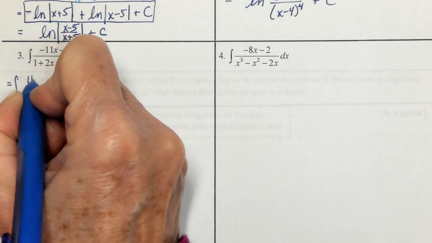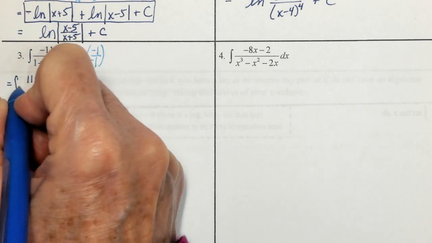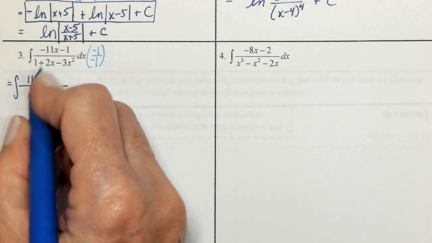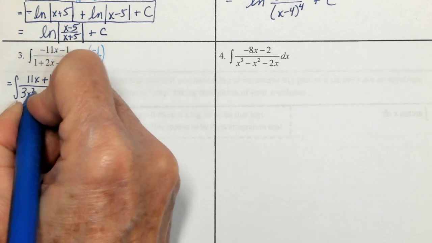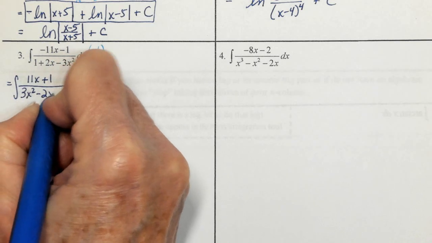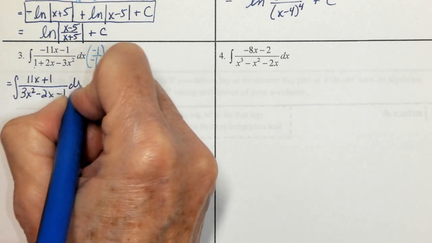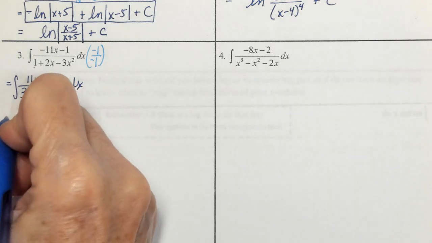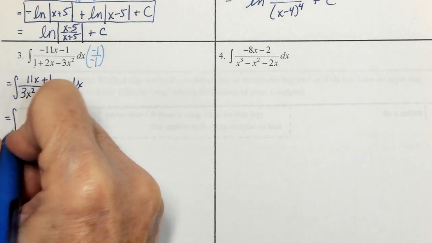So in the numerator we'll have an 11x plus 1. In the denominator I'm going to move this to the front, so it's going to be a positive 3x squared, a negative 2x, and a -1. Perfect. Much easier on my eyes to factor.